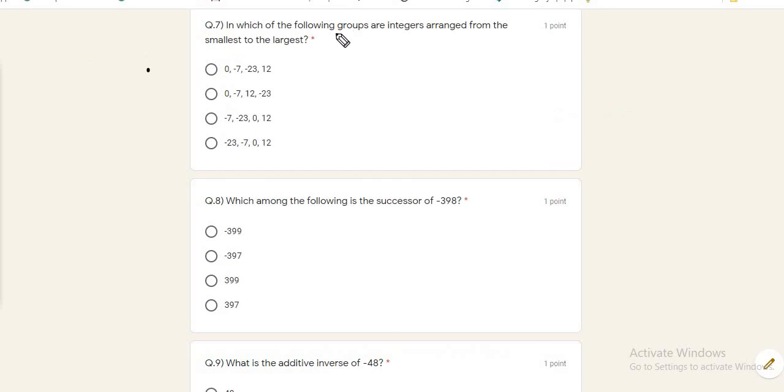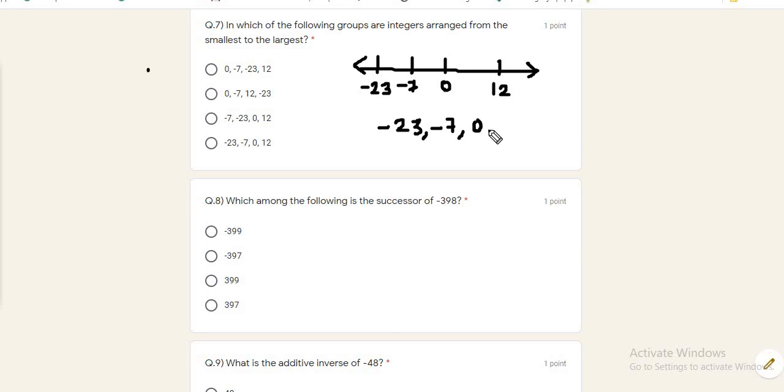Question 7. In which of the following groups are integers arranged from smallest to largest? So we have 4 integers. If we plot 4 integers on the number line, we have 0 here, -7, then -23 on the left, and 12 on the right. So as we can see on the number line, the correct order from smallest to largest is -23, then -7, then 0, and then 12. So D is the correct option.